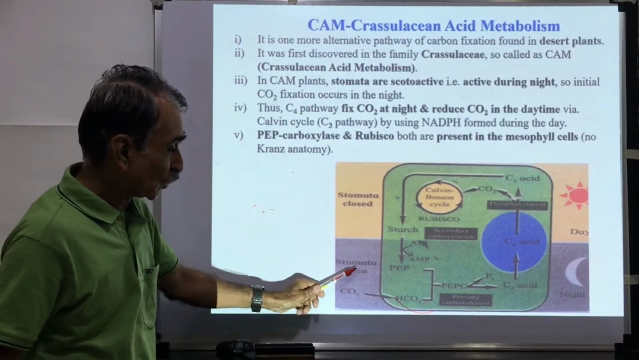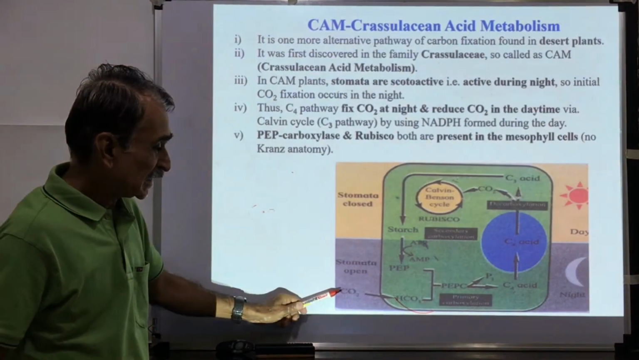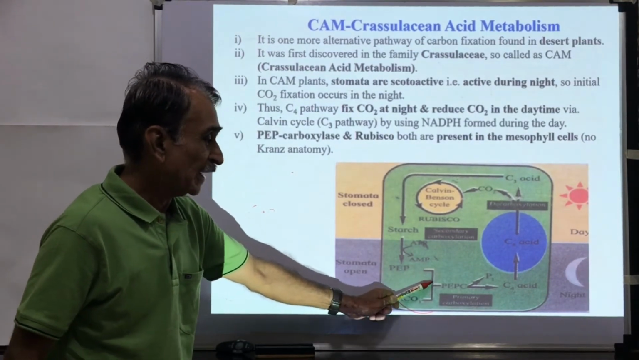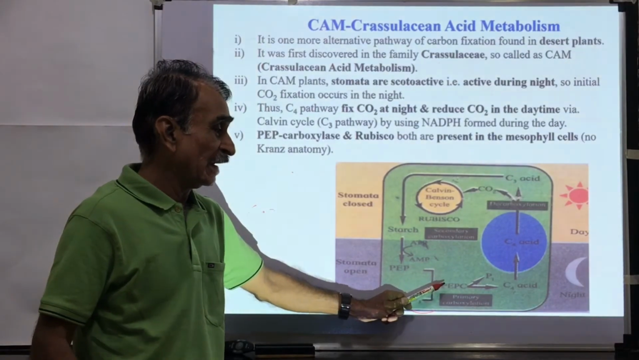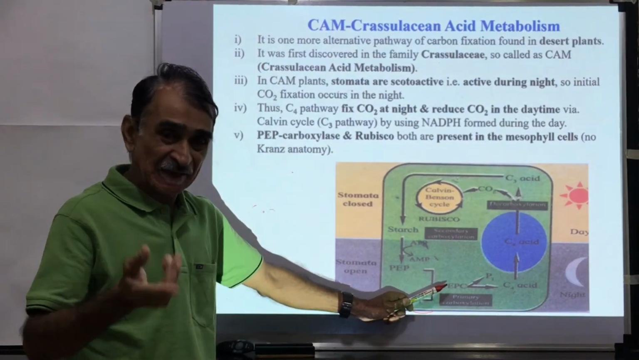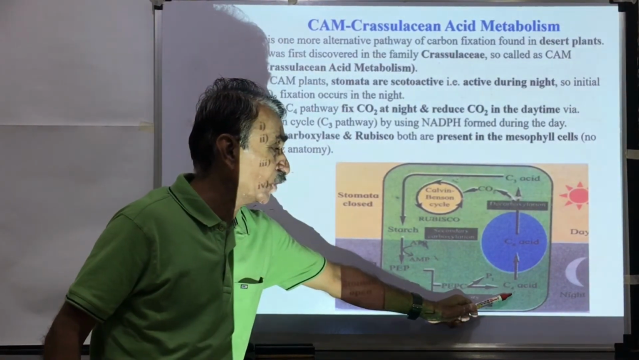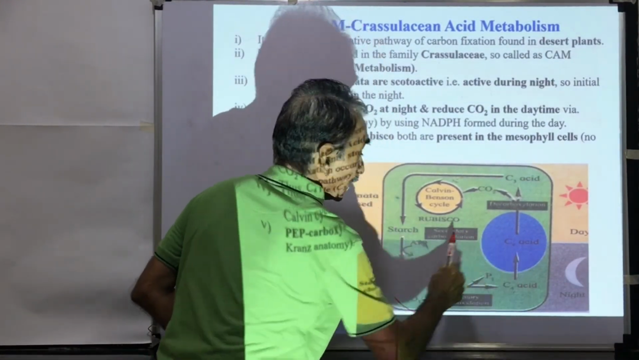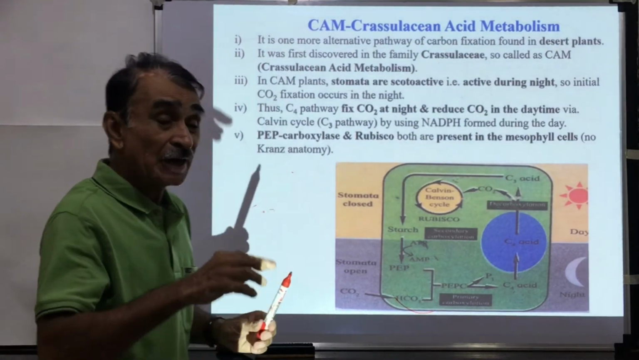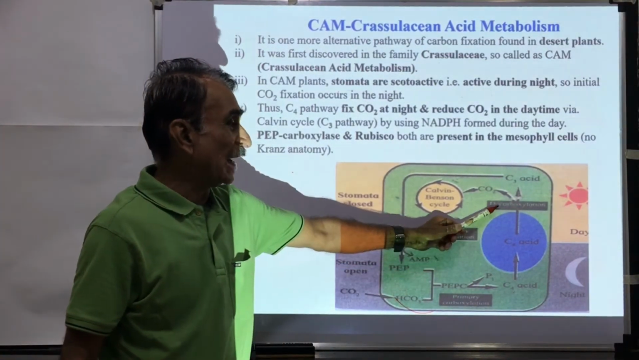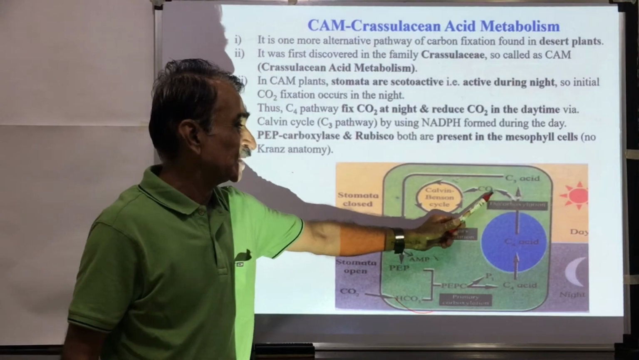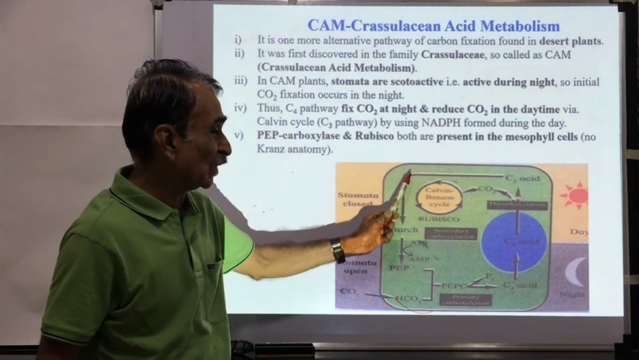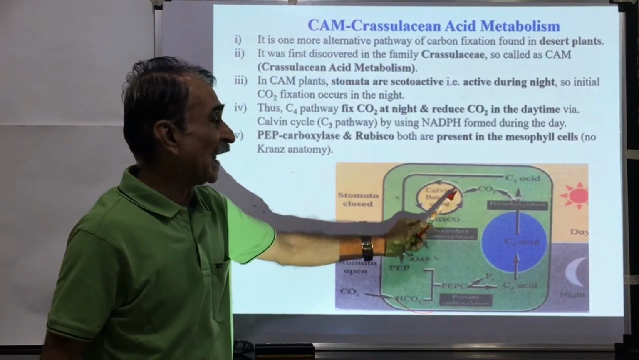Here now stomata are open during the night hours. CO2 is absorbed. PEP fixes this CO2. There is formation of OAA, oxaloacetic acid, which is unstable. It is converted into malic acid. Here there is formation of malic acid or malate. During the daytime, this malate is decarboxylated, means CO2 is removed. This CO2 is fixed in the Calvin cycle.